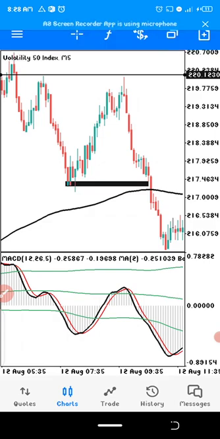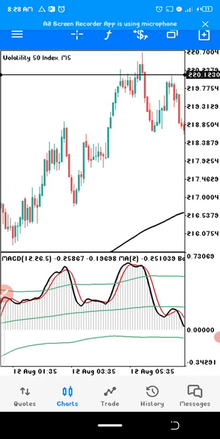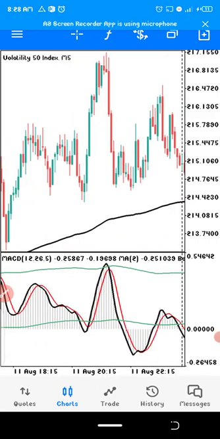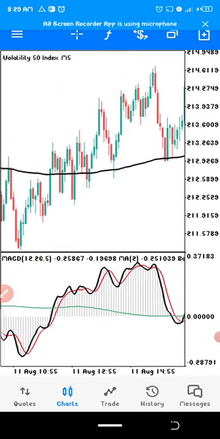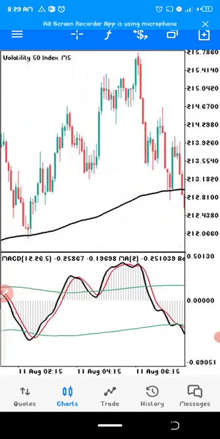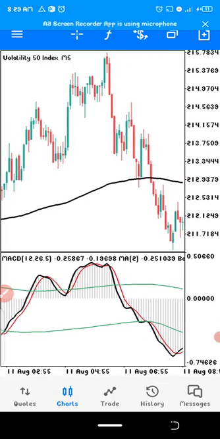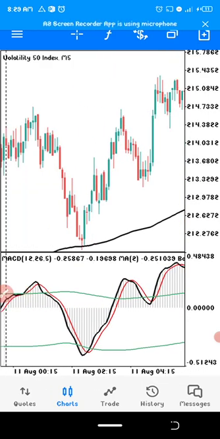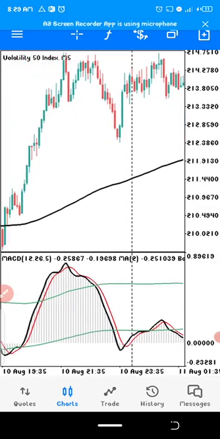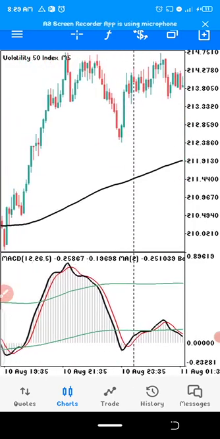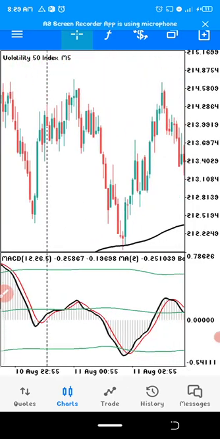Okay, let me show you one example on volatility index 50. Let me see if I can see one more example on volatility index 50. All right. Okay, I think this is an example right here. Yes, this is an example right here. You can see right here.